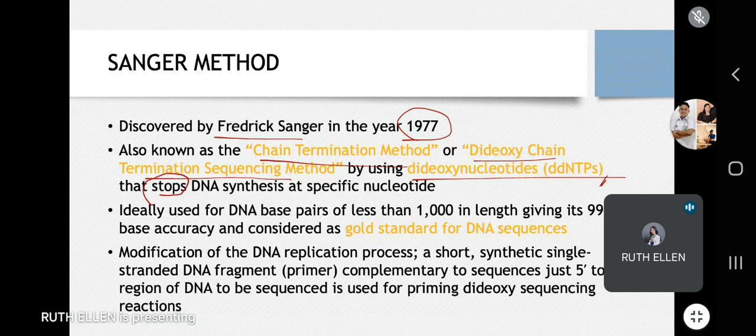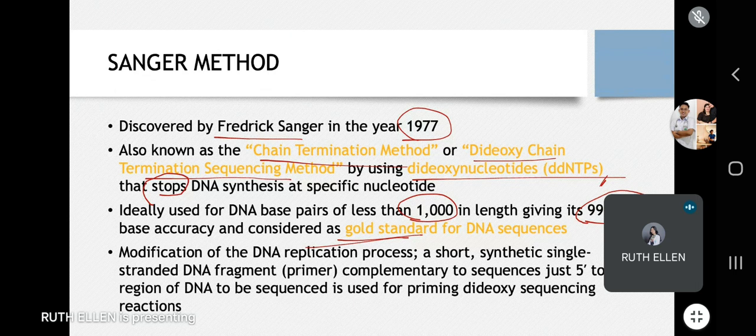So it is ideally used for DNA base pairs of less than 1,000. So mas malaki na yung range natin pagdating sa mga sequences ngayon. Okay? And it gives 99.9% base accuracy and considered as the gold standard for DNA sequences. Okay, so it is a modification of the DNA replication process. Just like our PCR, ginagaya niya yung DNA replication process in vivo or inside our body.